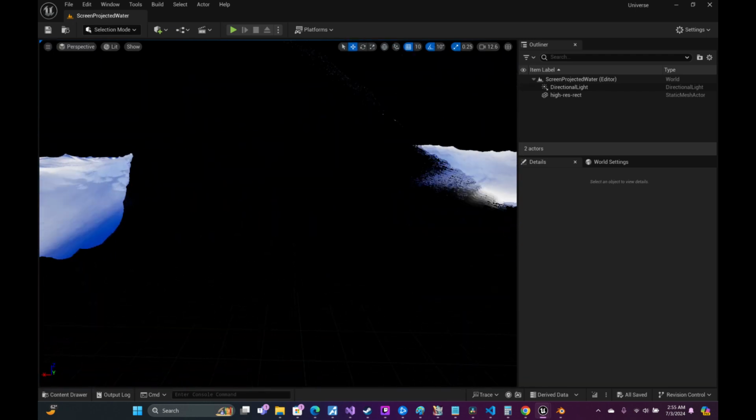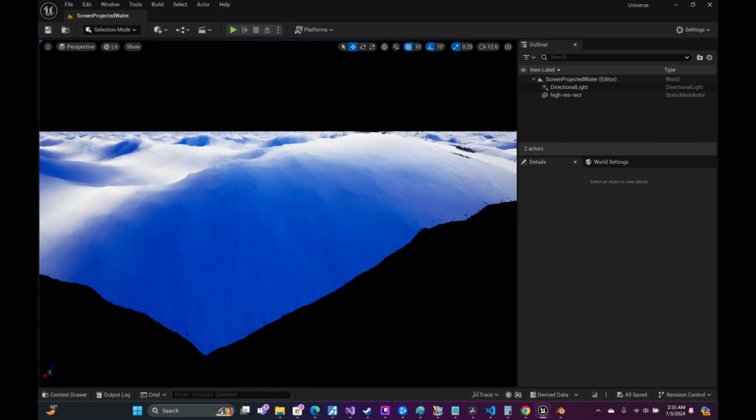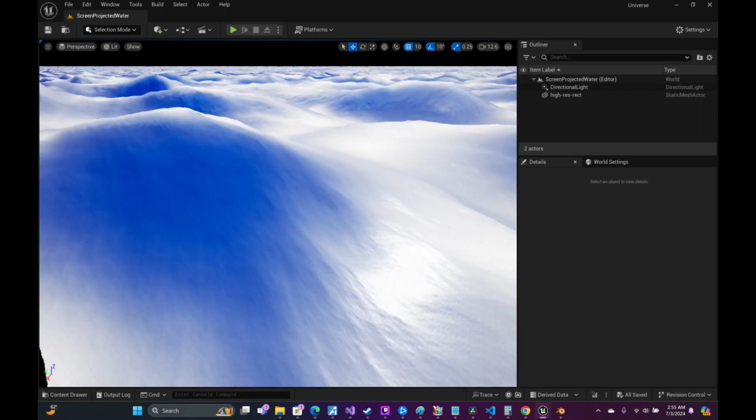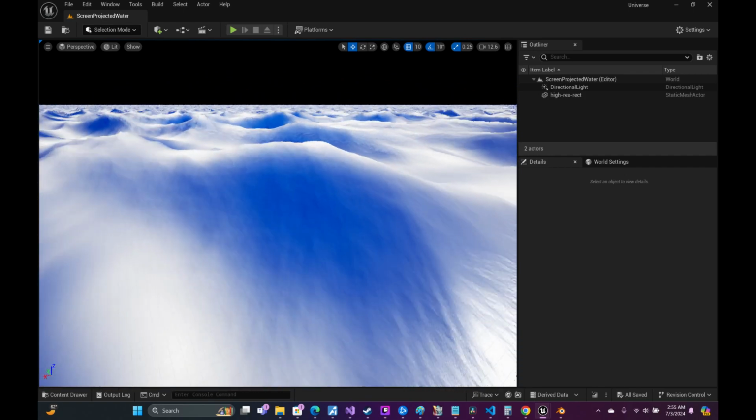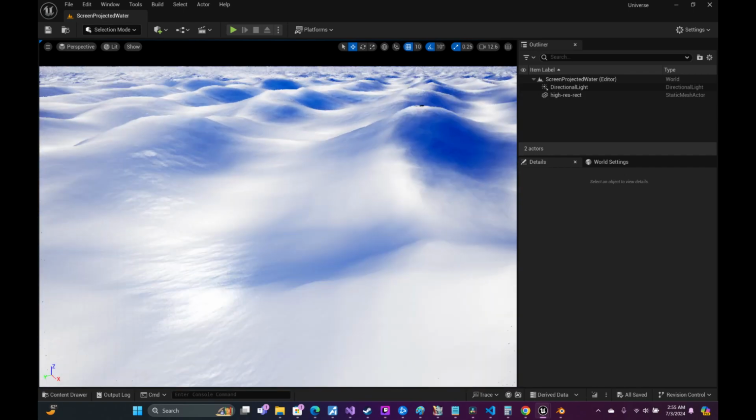Another thing that we would want to do is figure out a way to render the underside of this as in the water. I'm not sure how to do that yet.